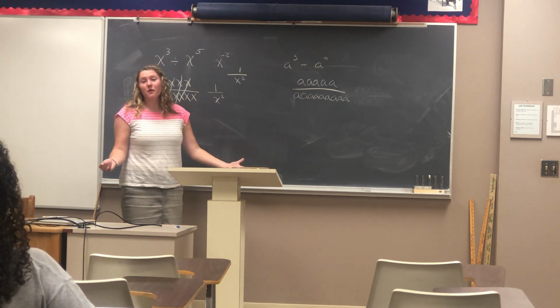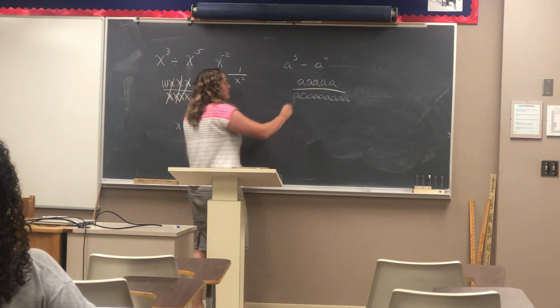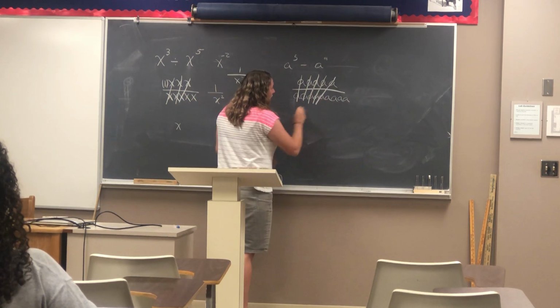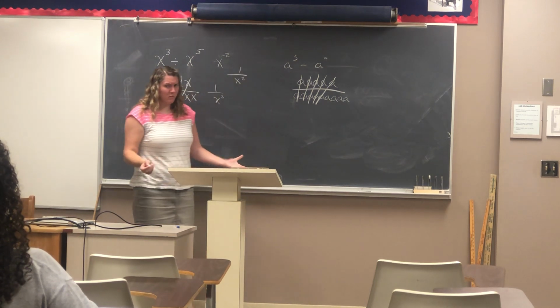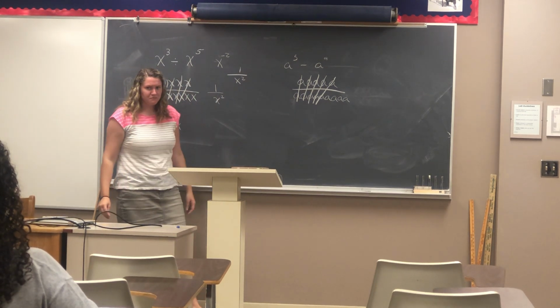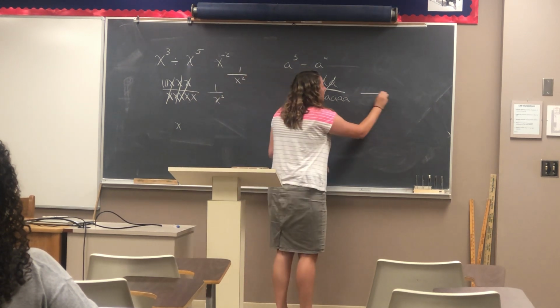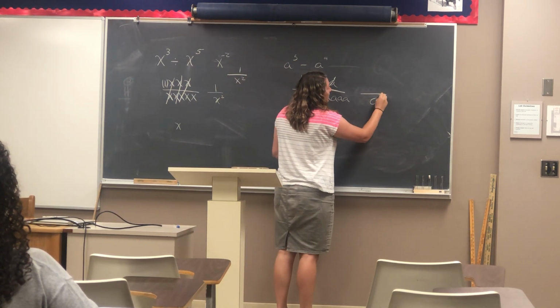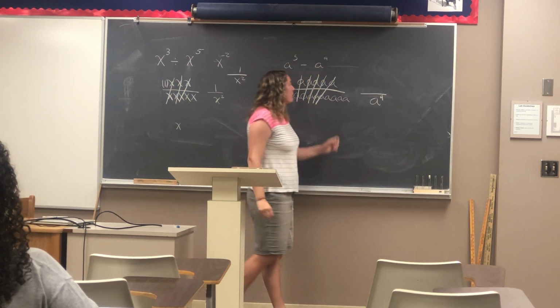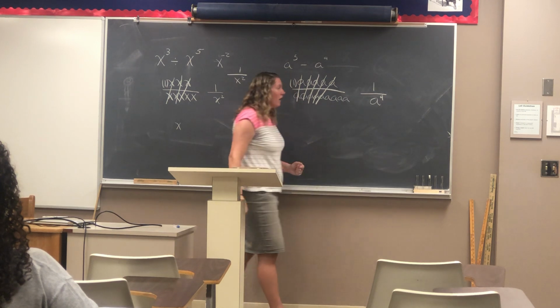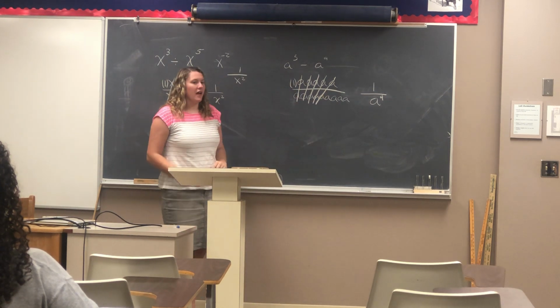Okay, so now we're going to cancel. We're just going to put our slashes through. And we have 4 left over, but they're in the bottom. So we're going to do the same thing, and we put that number in our denominator. We have a to the 4th, and we remember that we have our understood 1 over here. So it's 1 over a to the 4th.